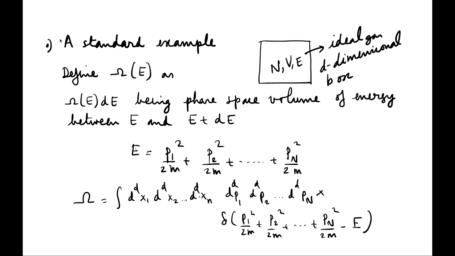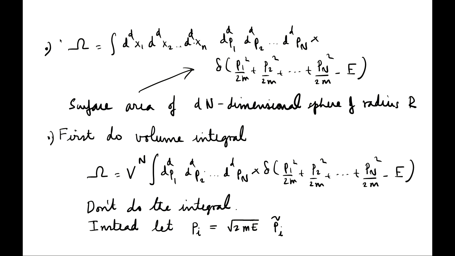So how to do this complicated integral? One may say that this is the surface area of a dN-dimensional sphere of radius root E or something. You are looking at how many dimensions there are. This integral has d for p1, d for p2, so d times capital N. So it's a sphere of dimension dN. Of that, we are looking at the surface area of something. So there is some formula for that. That formula is complicated. We don't want to look at that formula. Okay, maybe we can look at the formula, but let us do the integrals one by one.